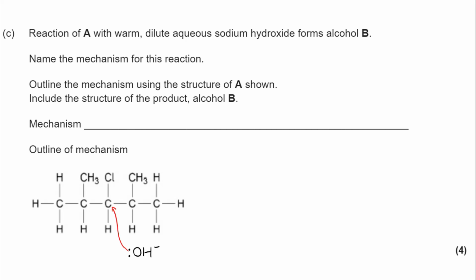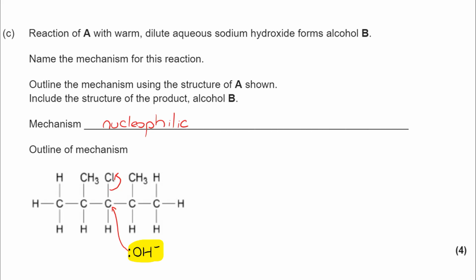When the OH minus attacks, it means that it's essentially forming a bond between the C and the O. That would be 5 bonds, which isn't sustainable, so we lose the chlorine. Now in terms of naming the mechanism, I'm going to highlight the fact that we've got the OH minus. It's got a lone pair which it can donate, which makes it a nucleophile, and that tells me that the mechanism is nucleophilic.